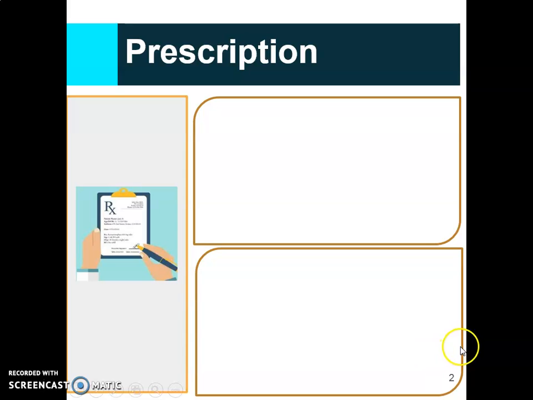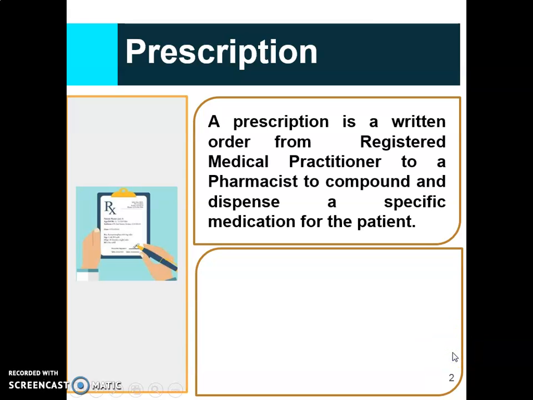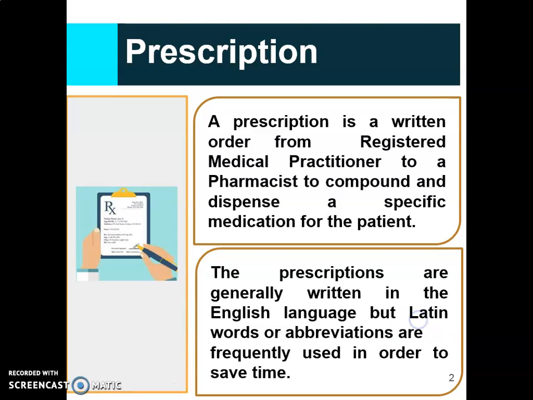Next, what is prescription? A prescription is a written order from a registered medical practitioner to a pharmacist to compound and dispense a specific medication for the patient. Prescriptions are generally written in the English language, but Latin words or abbreviations are frequently used in order to save time.